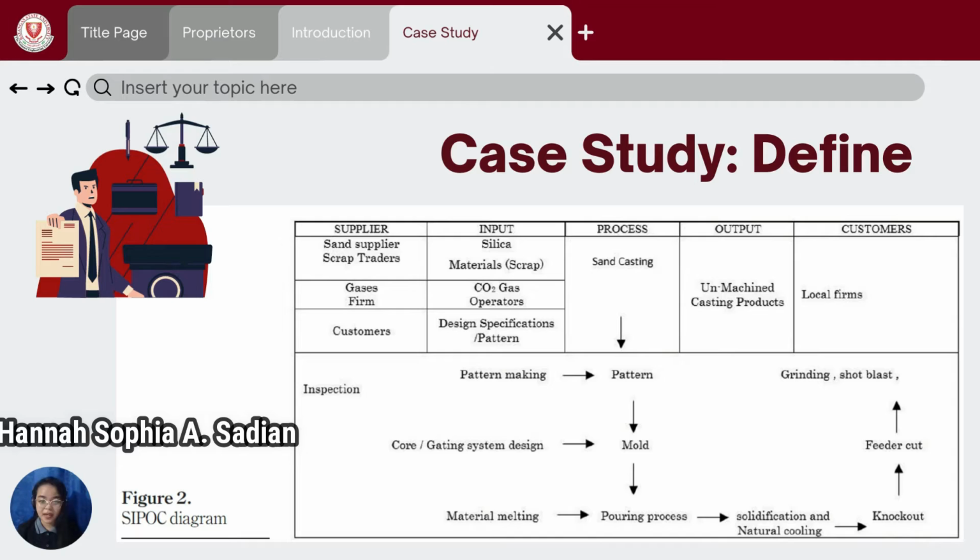Good day, I'm Hannah Sidian and I will continue the discussion regarding the article's define phase results. The study used SIPOC and it helped the team to have a clearer view of the firm's current process regarding the suppliers, process boundaries, the outputs, and the customers.